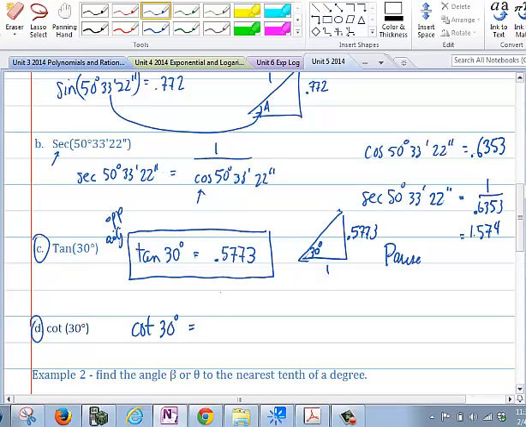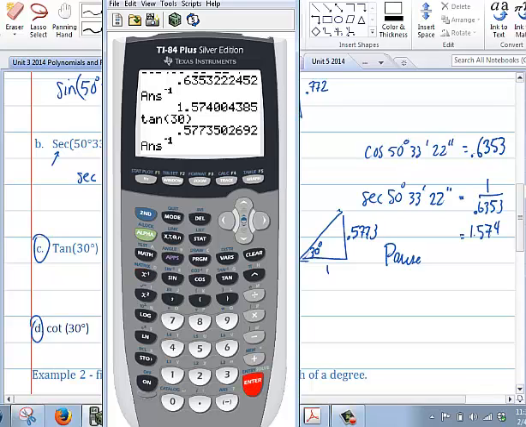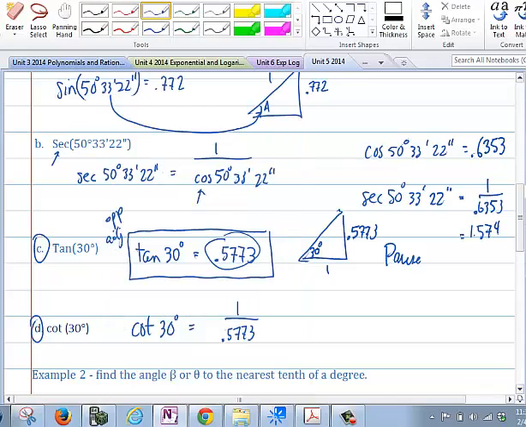For cotangent, remember it's 1 over, or the reciprocal of the tangent ratio, so you just have to do 1 over 0.5773. And on the calculator again, there's 0.5773. So if I just use the reciprocal button, I'll get the flipped fraction, which is 1.732. So the cotangent of 30 is equal to 1.732.